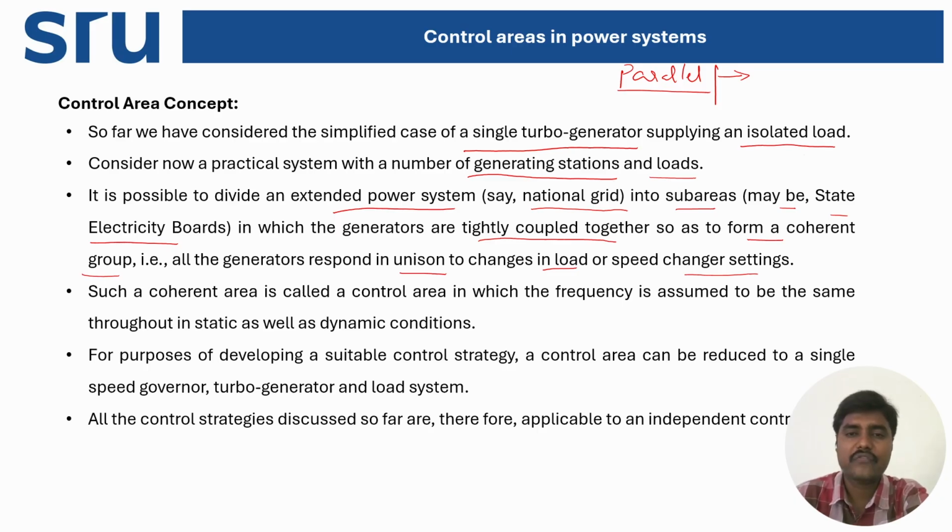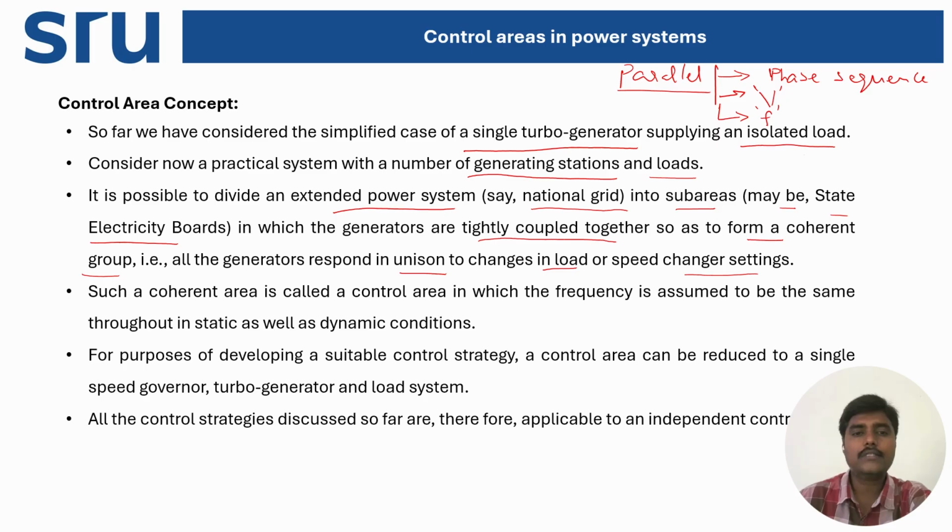The conditions to be satisfied when connecting more generators in parallel are: first, the phase sequence of all the machines should be the same. Second, the voltage output or voltage rating of all the generators should be the same. And third, the frequency also needs to be the same. If any of these three conditions is not satisfied before parallel operation, the circulating currents will increase and it will lead to damage of the system.